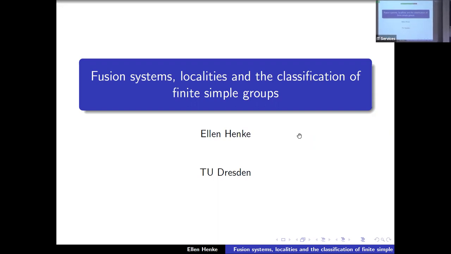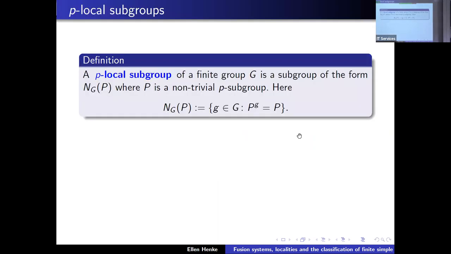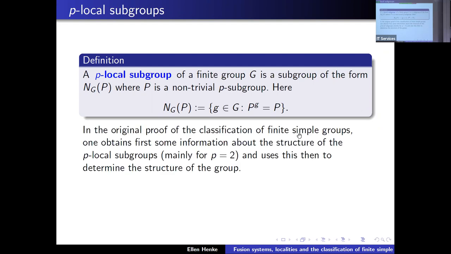So, firstly, I want to attempt to summarize the proof of the classification of finite simple groups in about 2 minutes. I apologize in advance. So, basically, we look at the P local subgroups, and this is just a fancy name for the normalizer of a non-trivial P subgroup. And the classification works basically by finding some information about the P local subgroups, mainly for the prime P equals 2, and use this then to determine the structure of a group.